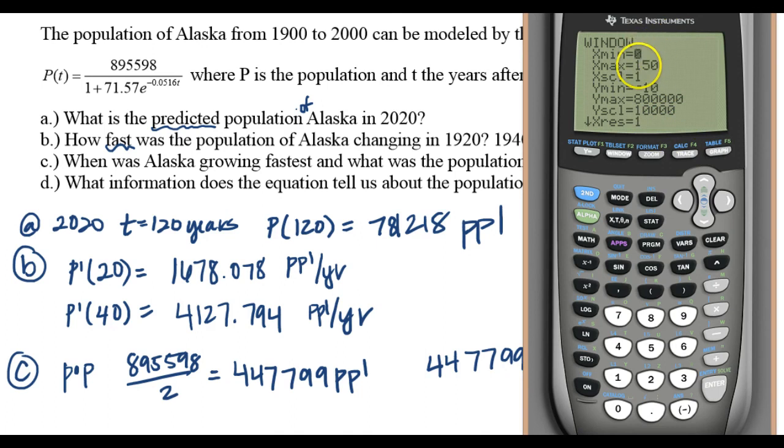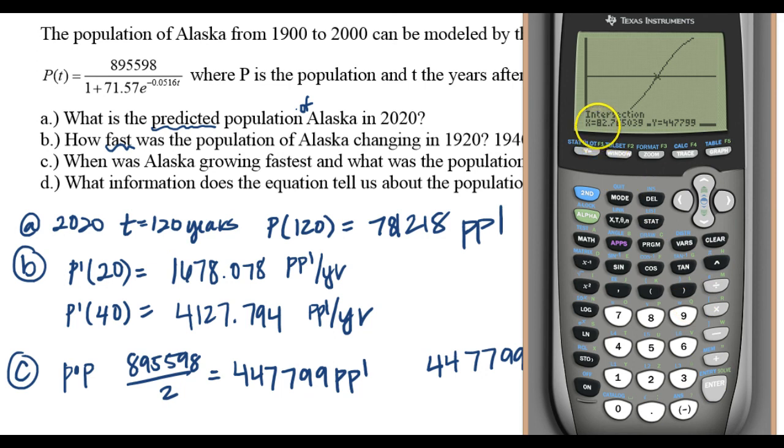I chose an x min of 0 and x max of 150, and my y max I had to choose pretty big, 800,000. So that's what this function currently looks like, but I didn't graph the other number yet. The other number was 447,799. I'm going to need to figure out where these two intersect, so second calc 5, and we'll find out when the population was growing the fastest.